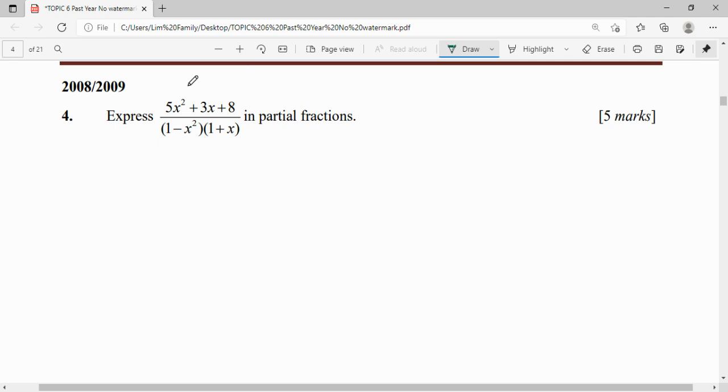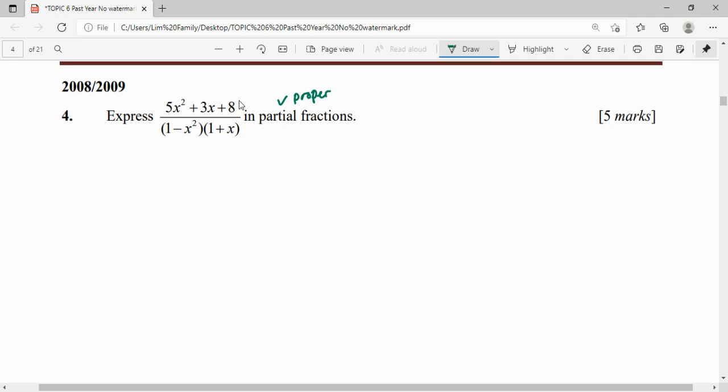So we can see the ranking. This is quadratic, this is cubic. So cubic is bigger than quadratic, therefore this is proper. That will be our first step. Using the proper fraction only, we can express it in partial fractions.